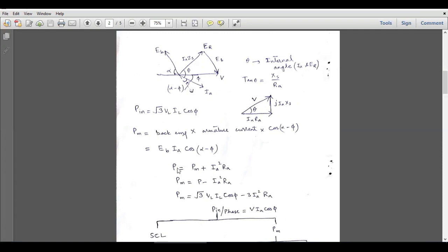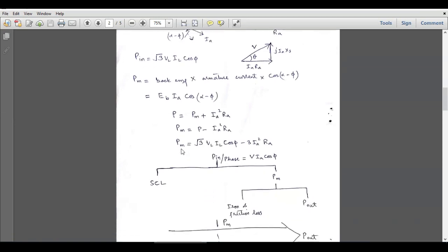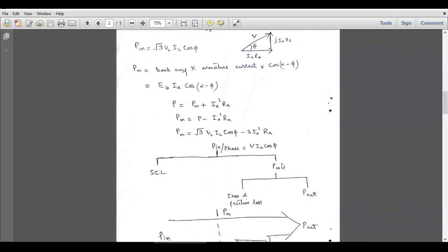And the total input power is equal to the mechanical power plus the stator copper loss, and the stator copper loss is equal to IA square RA, and mechanical power is equal to input power minus IA square RA. The three-phase mechanical power is equal to root 3 VL IL cos phi minus 3 IA square RA. So this power distribution can also be represented by this figure.